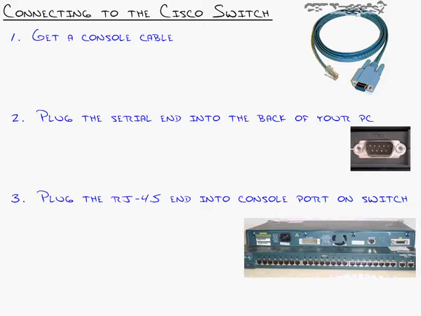Now, hopefully, when you bought your Cisco equipment, you got a console cable with it, because every Cisco device that you buy will have a console cable. But if not, you can go on eBay or any store and they'll be able to sell you one. Really, it's just a fancy Ethernet cable, and we'll talk more about them in just a moment.